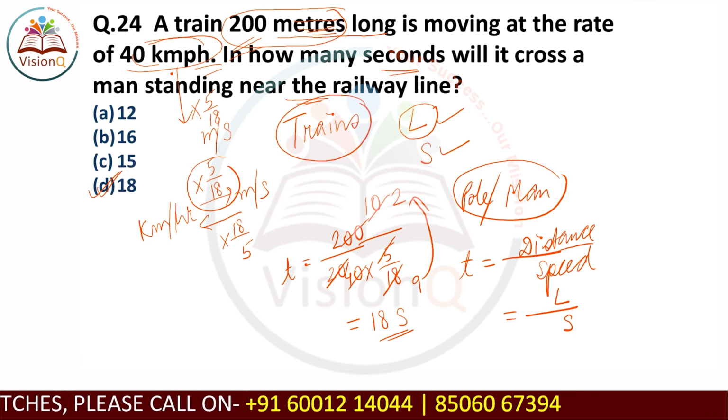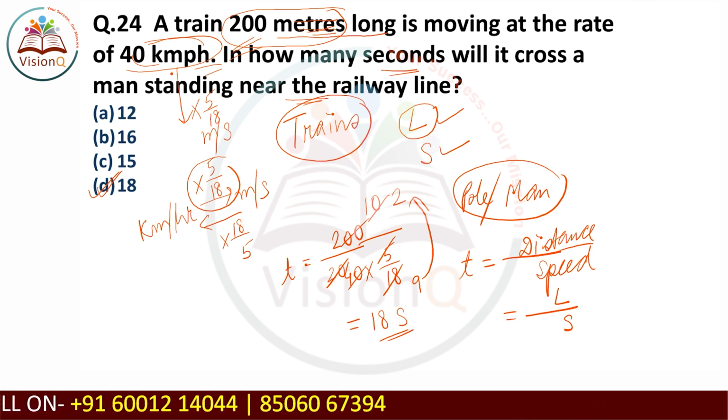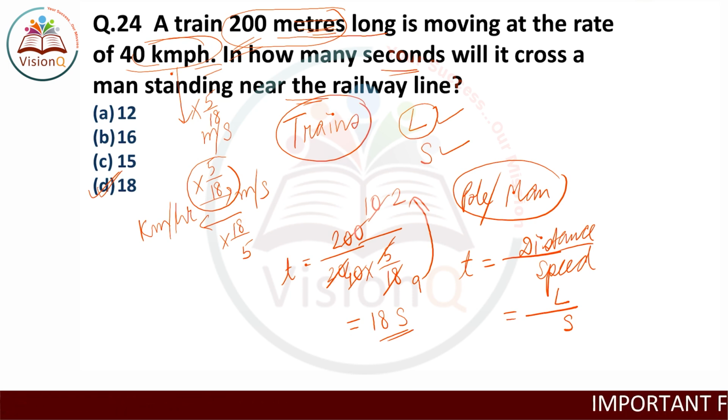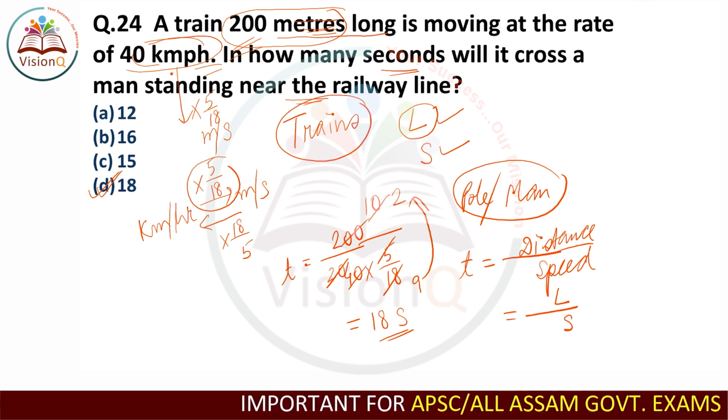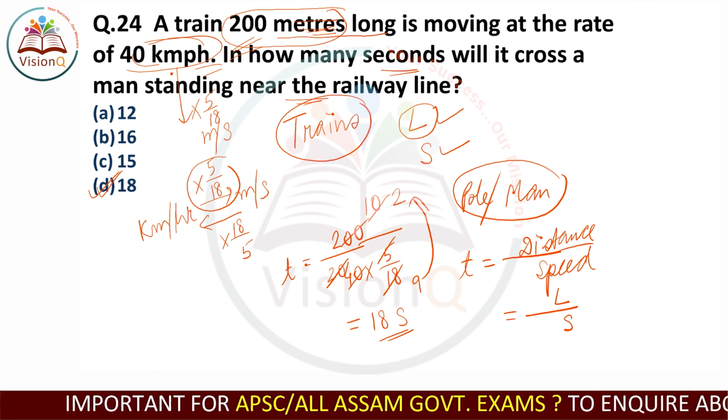The formula is distance by speed only, but in this case, when a train crosses a pole or any standing man, we neglect the length of the man because it is very, very small if I compare it to the length of the train. So time will be equal to length of the train divided by speed, which is L by S.